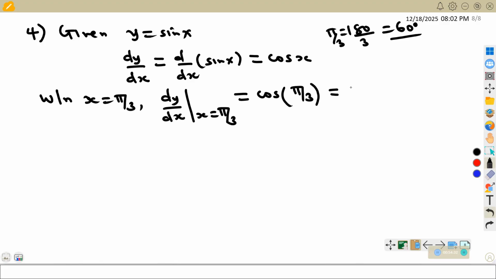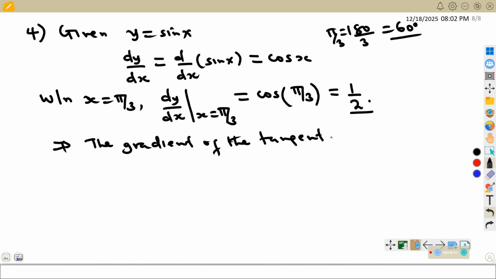Is a half. Okay, yes. So we shall have dy/dx as a half. So this implies that the gradient of the tangent is a half. So the gradient of the tangent, m, will be equal to a half.